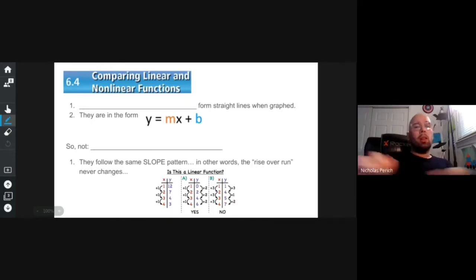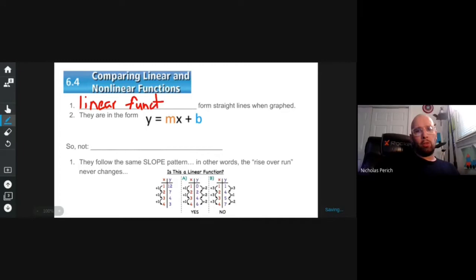All right, linear functions form straight lines when you graph them. Wait a minute, something with the word line in it makes a line? That's crazy. No. Linear functions form a straight line when graphed.